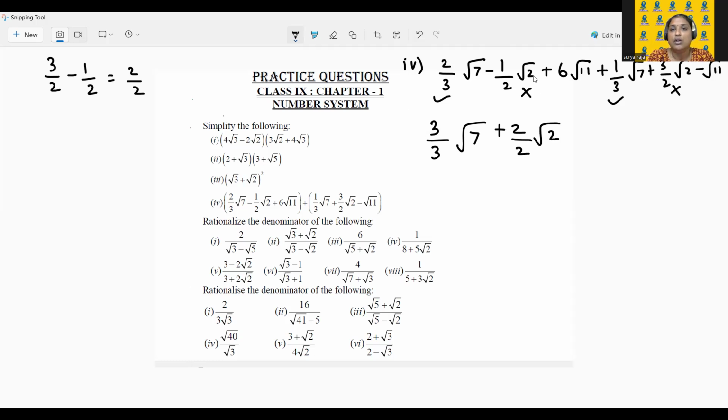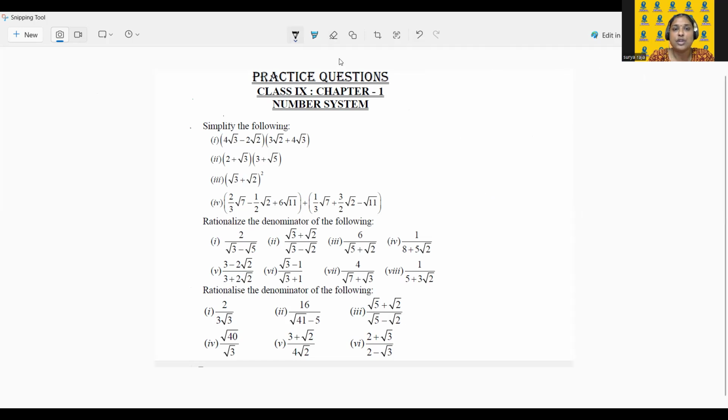square root of 2. See, the remaining 6 square root of 11 minus square root of 11. So 6 minus 1, 5 square root of 11. As you can cancel these, I can write square root of 7 square root of 2 plus 5 root of 11. I think this is more clear. So here I have shown you how to simplify using operators: addition, subtraction, multiplication.